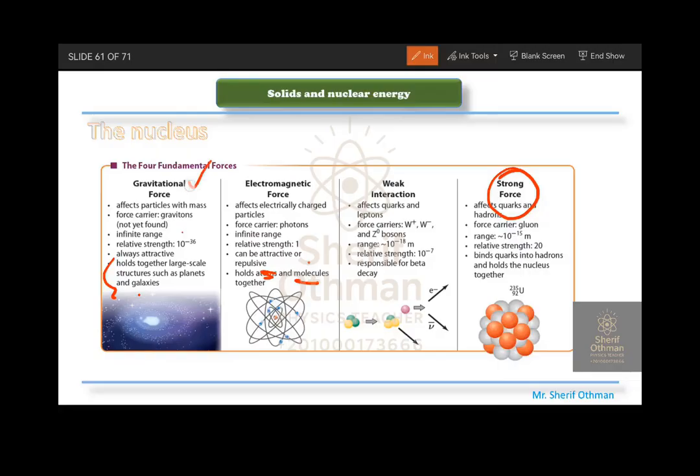So, gravitational force is responsible for holding large masses together, like galaxies, planets, the sun, and stars. Electromagnetic forces hold molecules and atoms together. The weak interaction force is responsible for beta decay, and we call it the weak nuclear force. The strong force holds the nucleons inside the nucleus together.